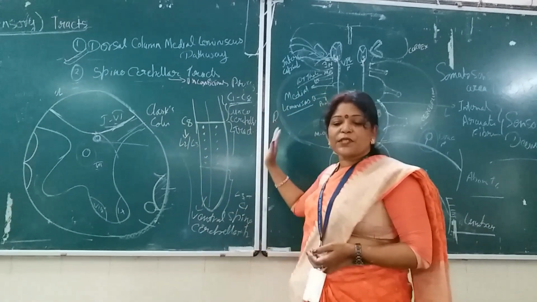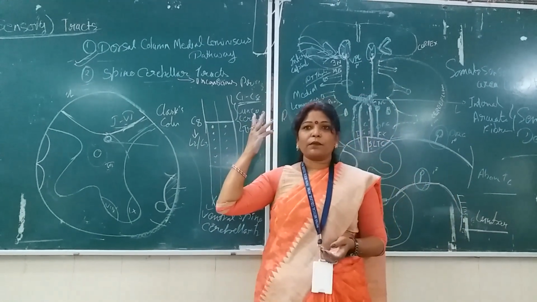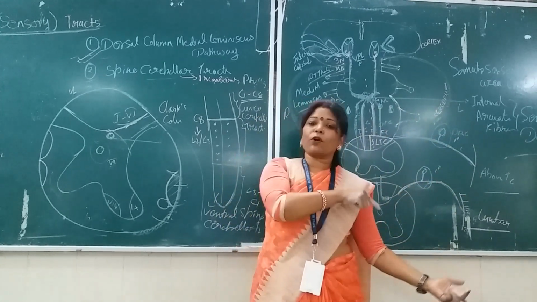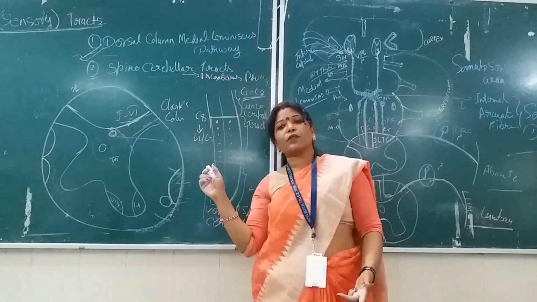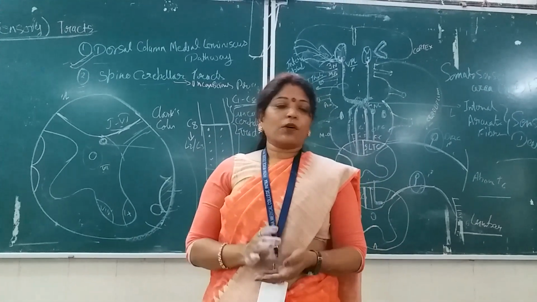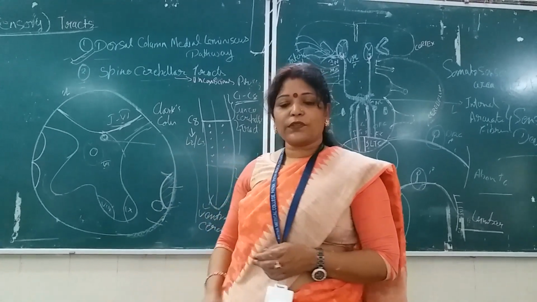And it remains ipsilateral. That means the right half of the body goes to the right side of the cerebellum, and the left side of the body to the left side of the cerebellum. If it is crossing also, then again it will cross back to the same side. Okay, so it is like that. In the next class we will discuss the spinocerebellar tract and the rest of the tracts.